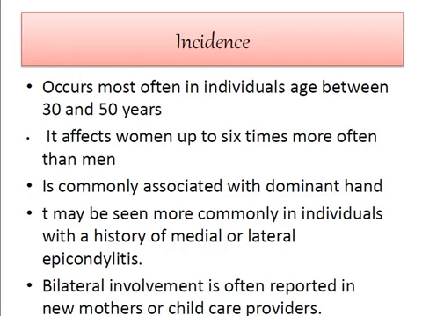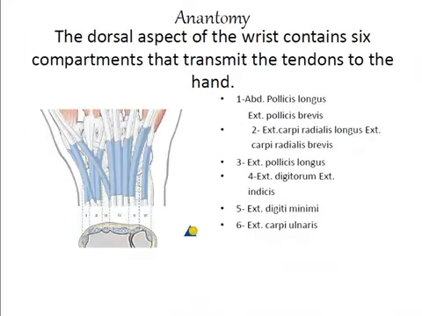Bilateral involvement is often reported in new mothers or child care providers, in whom spontaneous resolution typically occurs once lifting of the child is less frequent. In industrial settings, studies have shown a point prevalence of 8% when wrist pain and a positive Finkelstein's test are present.